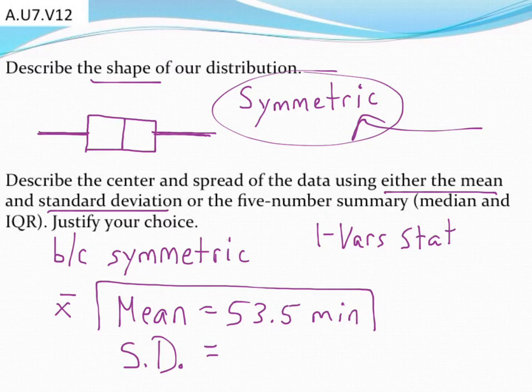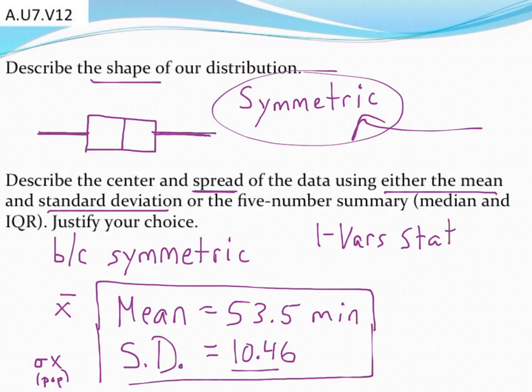Our standard deviation then, which would represent the spread of our data, comes out to be about 10.46. And I'm choosing to use, remember, the little o with a hat symbol on it, which is actually called sigma, lowercase sigma. I'm going to choose to use that because we have the entire population of the data. We have all the students' data for this example. So that will be my description of the center and the spread of the data. And again, I chose to use this instead of the median and the interquartile range because my data was symmetric. If it wasn't symmetric, I'd go back and instead describe it using the median and the interquartile range.